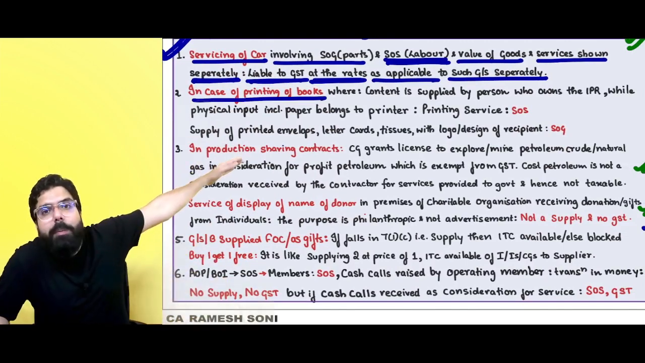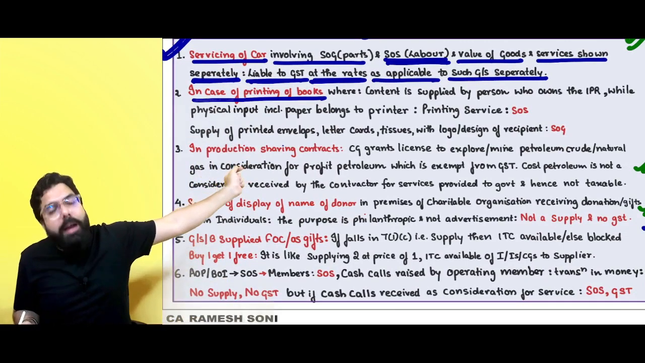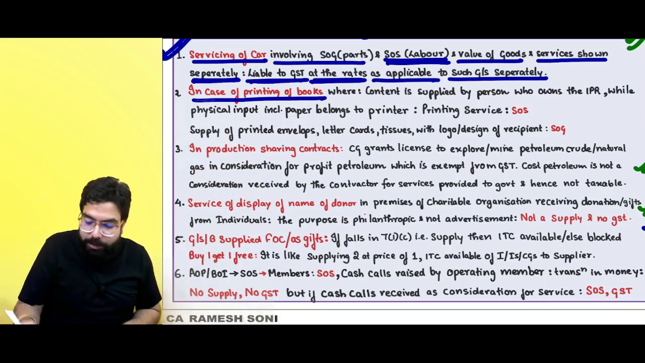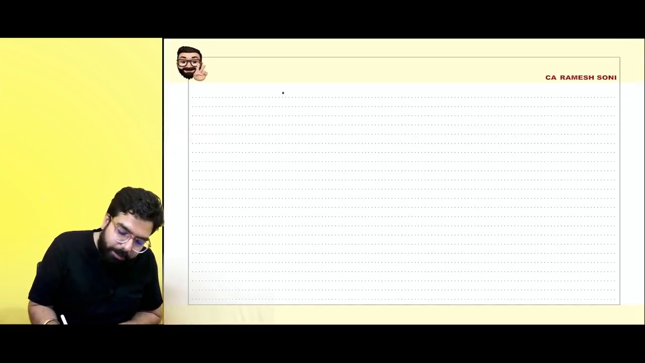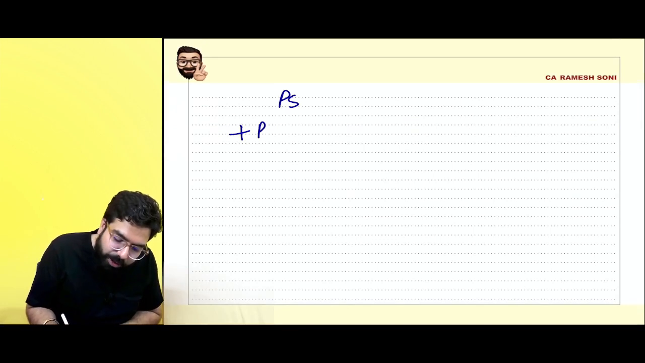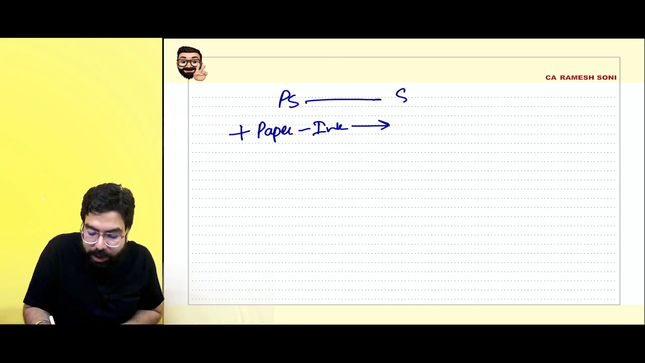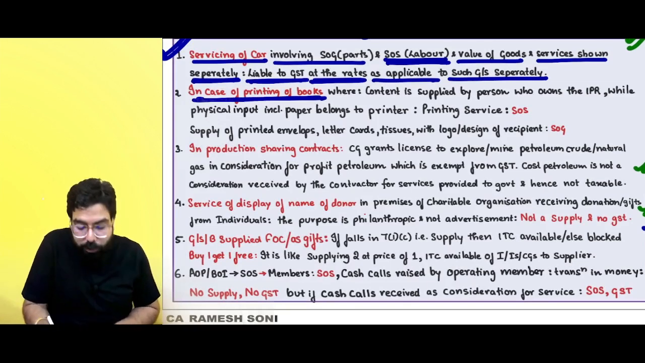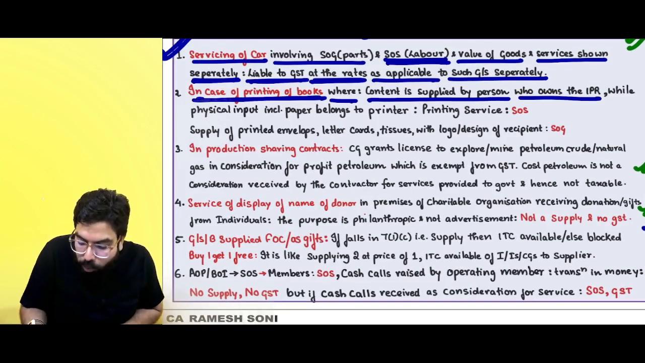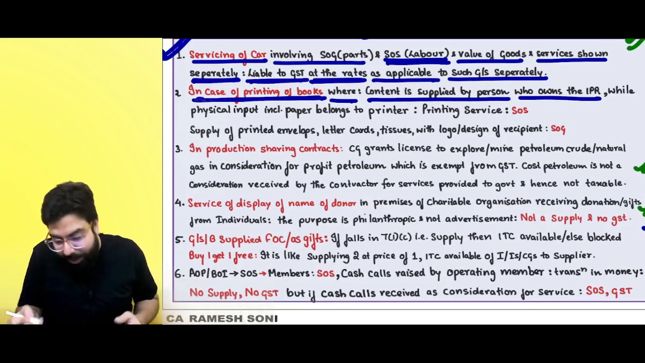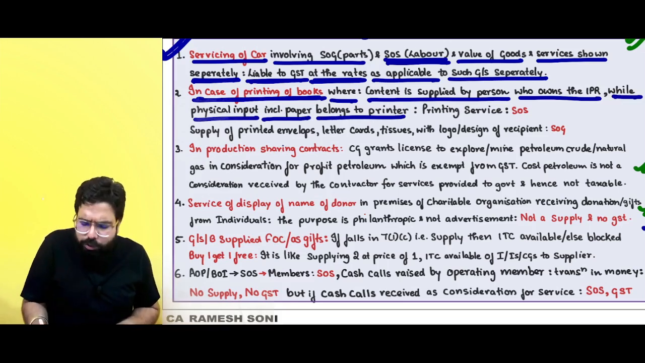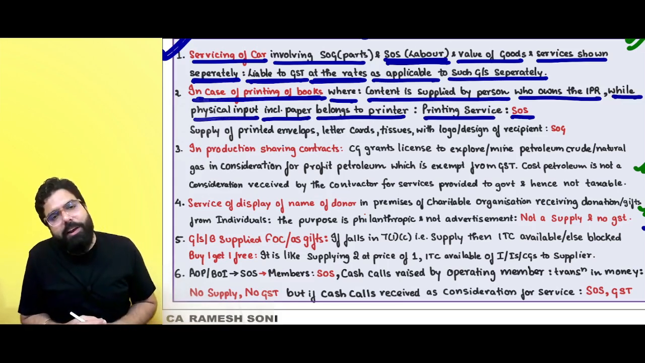For an example, I told my printer, I will give you the content, you go ahead and print the book and give it to me. Always remember, in this scenario, printing is principal. What is my printer going ahead and giving me? He is giving me printing services, plus he is using paper also, he is using ink also. Printing services is principal over here, and hence it will become a supply of service. That is what is being told in case of printing of books, where content is supplied by the person who owns the IPR. I own the intellectual property, right? While physical input including paper belongs to the printer, it's a printing service and supply of service.